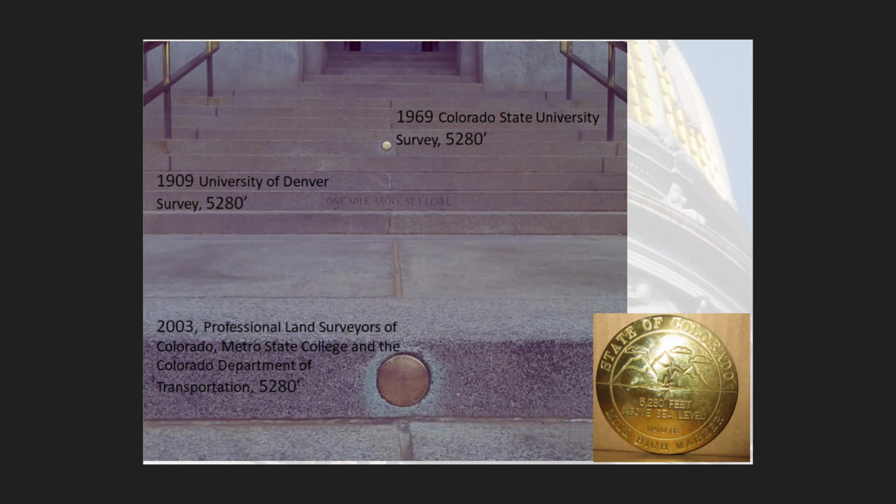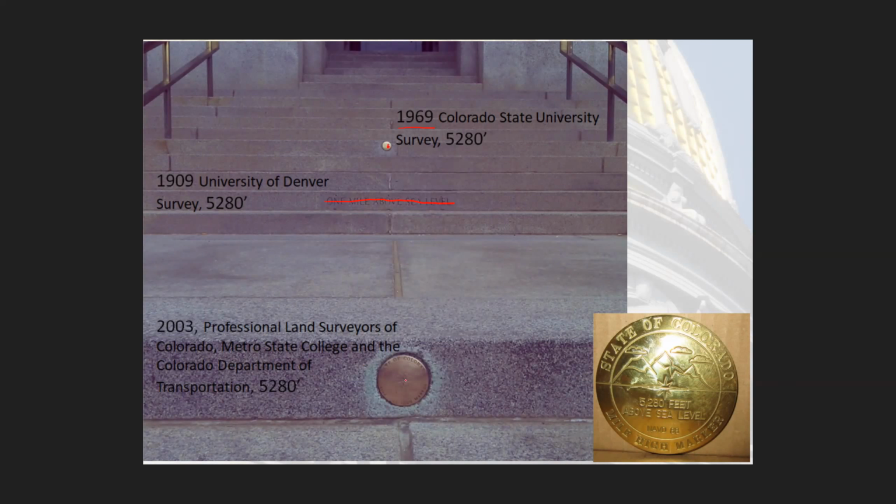So these are the steps of the Colorado Capitol building. And originally, the University of Denver survey crews, they had their engineering department in 1909. They said 1 mile, 5,280 feet above sea level is right here on this step. Well, then CSU came back in 1969 with an updated benchmark system and said, nope, 5,280 is right here.